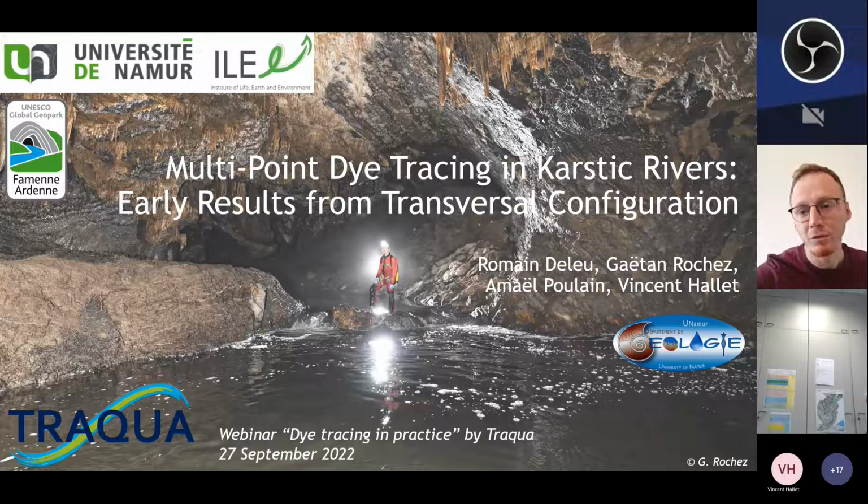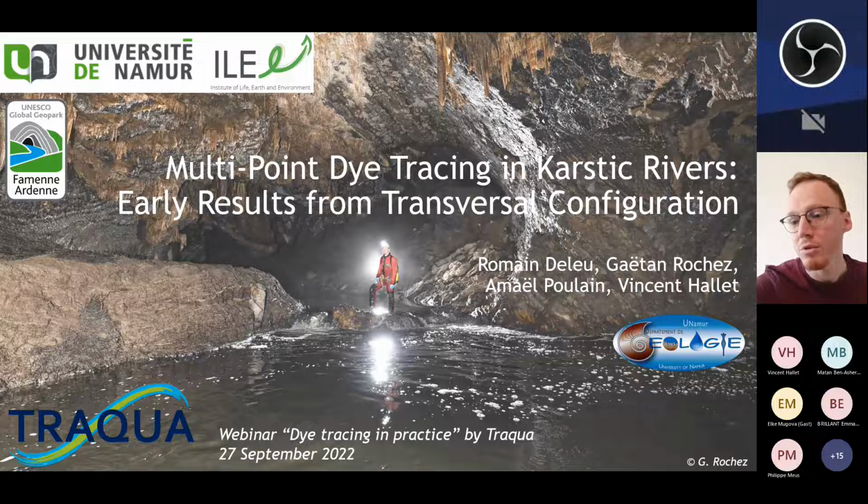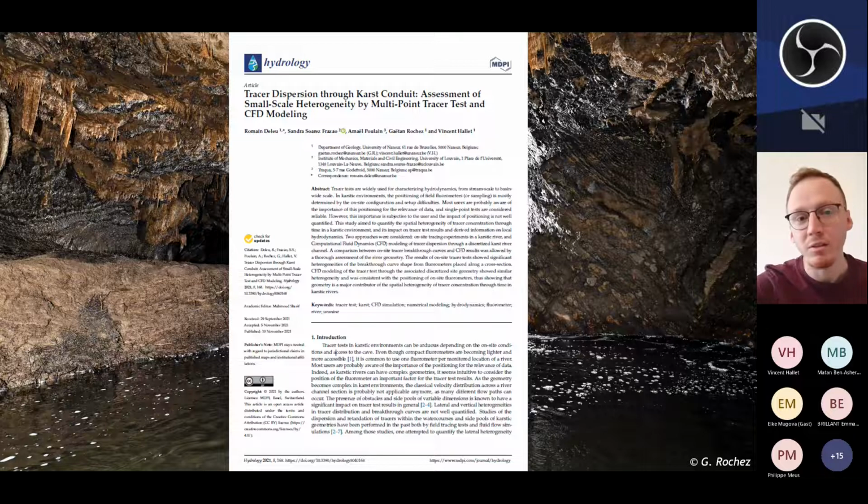And the transversal configuration is where we use multiple fluorometers which we place along one transversal cross-section of the river. So as I said, one on the left, one in the middle, one on the right, and you can place as many as you want as long as you have them. This presentation is based on an article that was published last year.